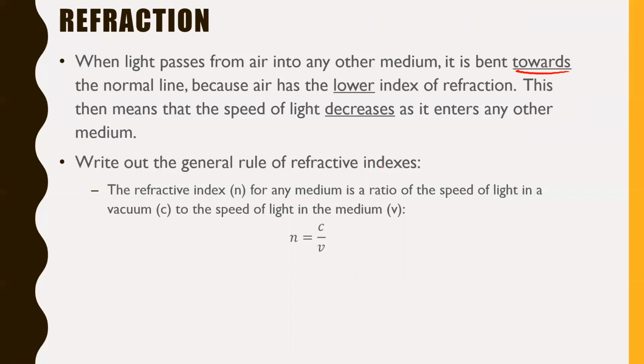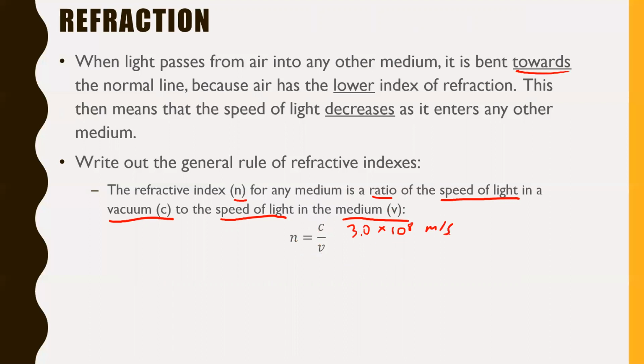So there's a general rule of refractive indexes here. The refractive index, which is n, of any medium is the ratio of the speed of light in a vacuum, which we've always denoted with the letter c, to the speed of light in the medium itself, which we'll call v. So your refractive index is just the plain old speed of light, 3.0 times 10 to the 8 meters per second, divided by the speed of light in the medium.